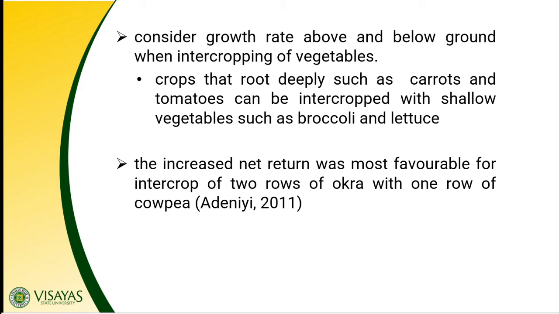In this type of cropping system, we have to consider the growth rate of the above and below ground crops when we do this intercropping of vegetables. We should know that crops that root deeply, such as carrots and tomatoes, can be intercropped with shallow vegetables such as broccoli and lettuce. So, you should take note of this. Deeply rooted crops are advisable to be intercropped with shallow rooted crops or vegetables.